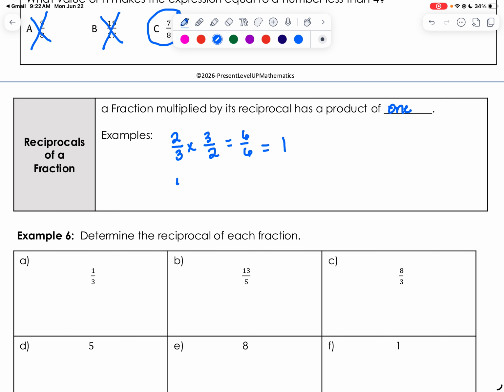All right, let's say I had 4 over 3. If I wanted to multiply it by its reciprocal, what do you think its reciprocal would be? All right, hopefully you said 3 over 4. Now let's make sure this is true. On the top, 4 times 3 is 12. On the bottom, 3 times 4 is also 12. And any number divided by itself is 1. So whenever we multiply a fraction by its reciprocal, the product will always be 1.